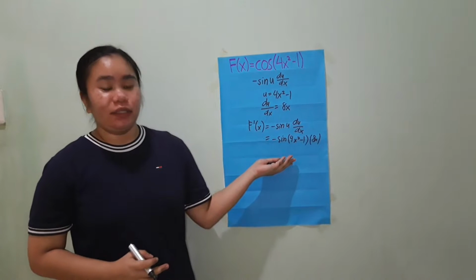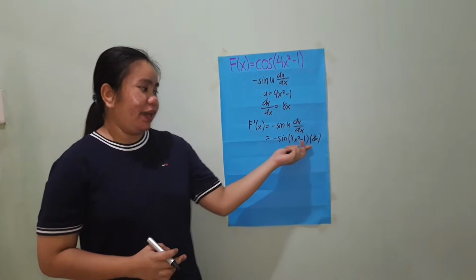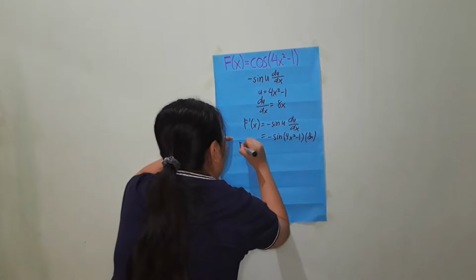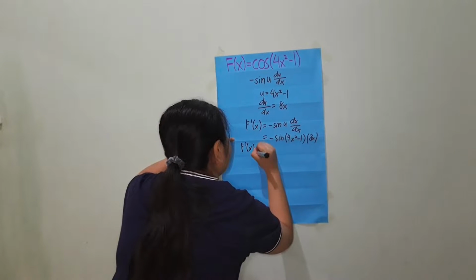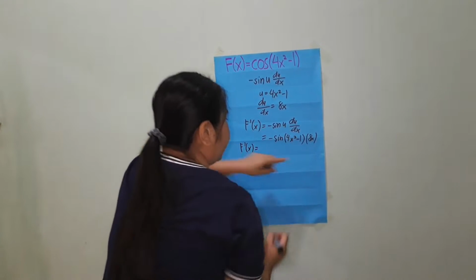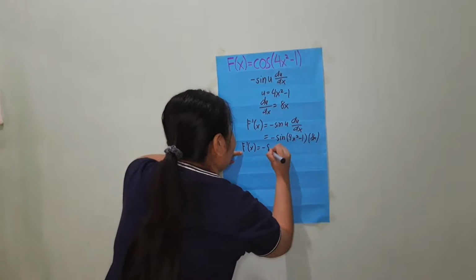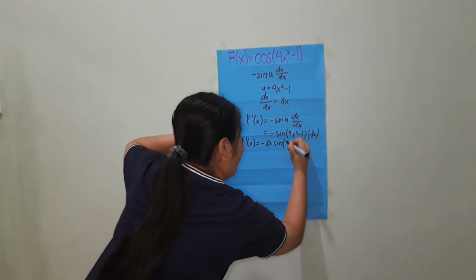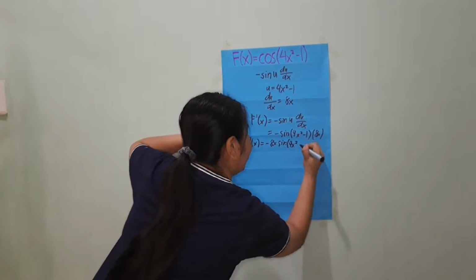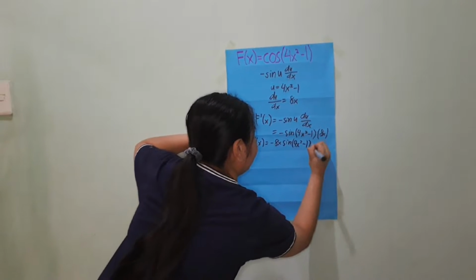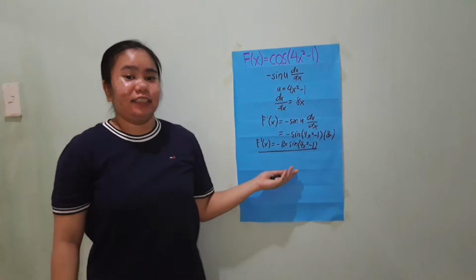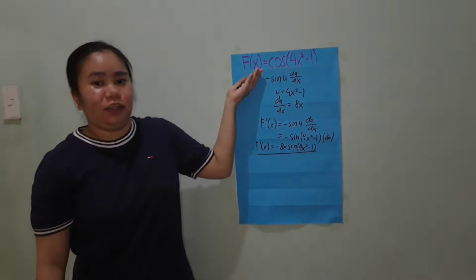After nating makuha to, ating isi-simplify ang ating sagot, which is f prime of x is equal to negative 8x sine 4x squared minus 1. So, ito na ang ating final answer para sa given na ito.